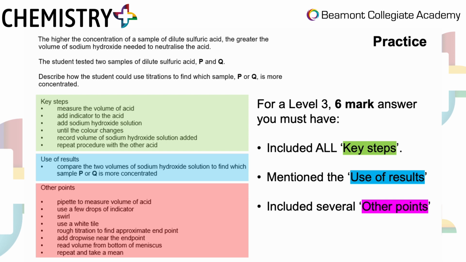So here's the GCSE mark scheme. For a level 3 6 mark answer, you must have the following. The key steps are all indicated in green. Measure the volume of acid, add the indicator to the acid, add sodium hydroxide solution until the colour changes. Record the volume of the sodium hydroxide solution added and repeat the procedure with the other acid. We should have made mention of the following. Compare the volumes of sodium hydroxide solution to find out which sample, P or Q, is more concentrated. And then we needed several other points as highlighted. How did you get on?